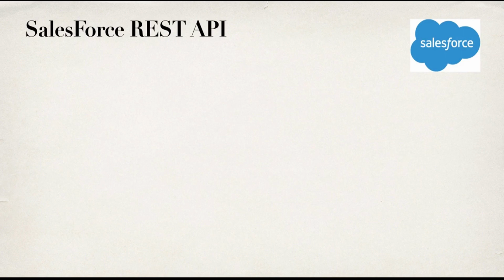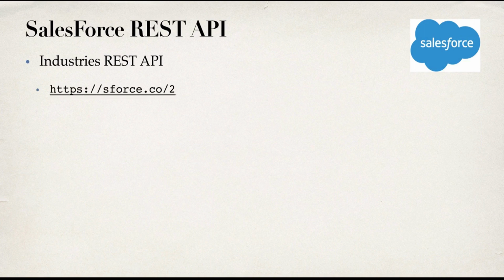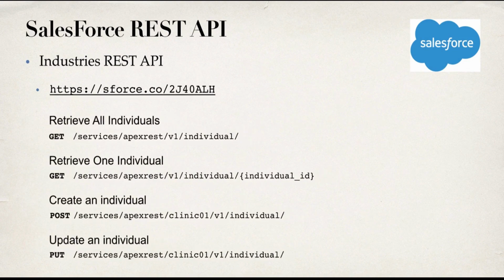And then finally, we can take a look at the Salesforce REST API. So Salesforce has a large number of APIs, and we'll take a look at one of them here, the industry's REST API. And this matches up very nicely with our CRM application because these are kind of in the same space. You can get details on this REST API at this link here. And then basically they give you different endpoints. So one, to retrieve all individuals, you simply do a get on this /individual. To retrieve one individual, you do a get on individual / that individual ID. To create an individual, we use a post. And then to do an update, we use a put.